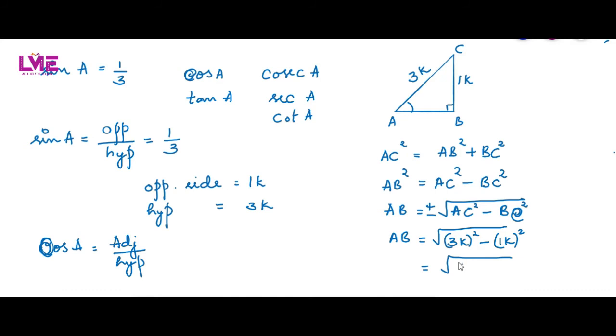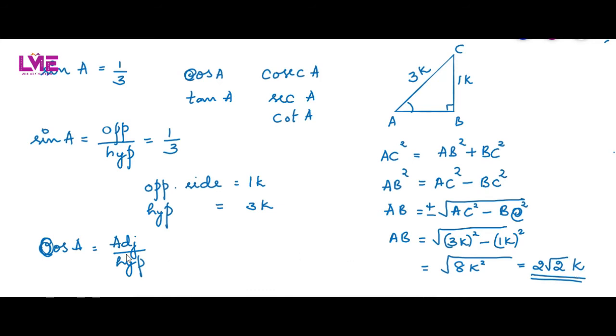So it is 8k square. Okay, so I can write square root of 8k square as 2 root 2k, because 8 can be represented as 4 into 2 and square root of 4 is 2, so I can write it outside, and inside the square root we have root 2, and k square, square root of k square is k. So this is the value we are getting for AB.